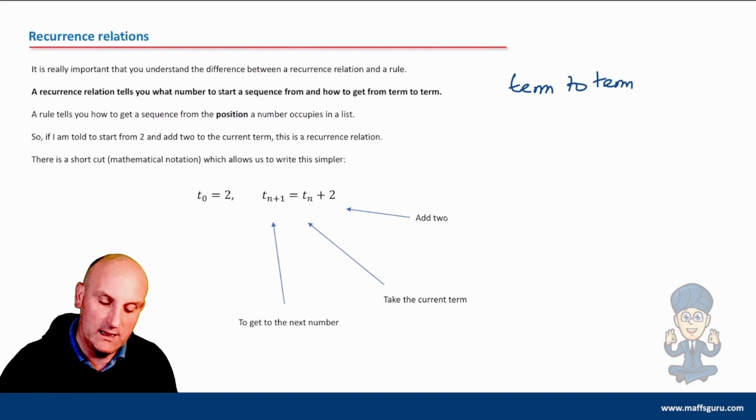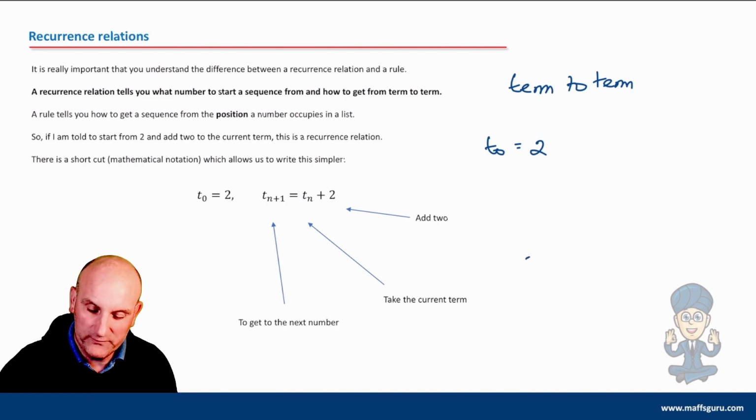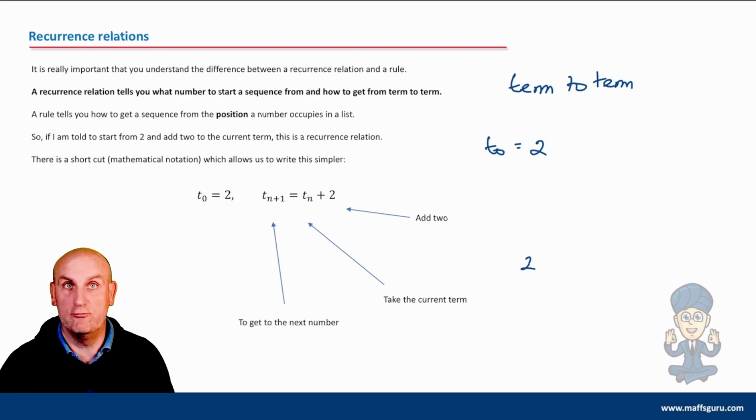So let's have a look at what I've got here. I've got T0 equals 2. Well, hold on a moment. We just said that anything with a subscript of 0 is my first number. So that's now telling me to write down my first number. So there's 2. What is the next bit now? Believe it or not, that comma there is really, really important. Please make sure you put the comma in.